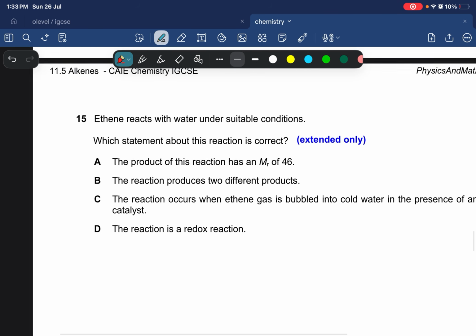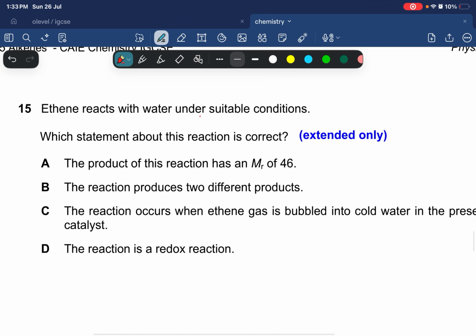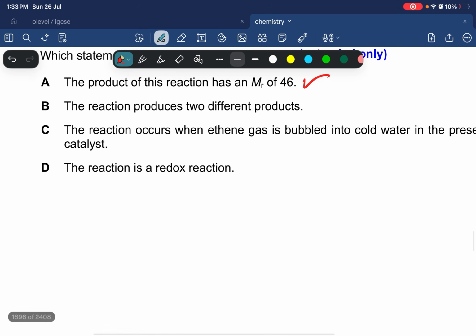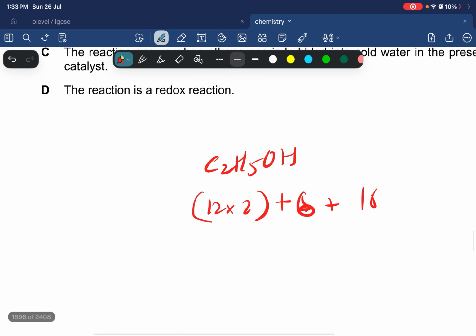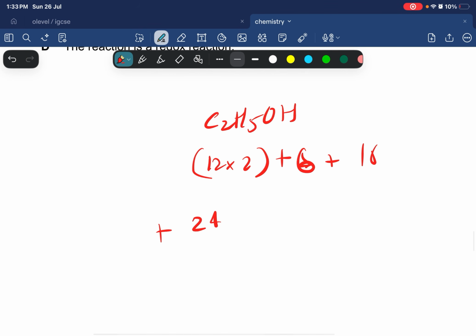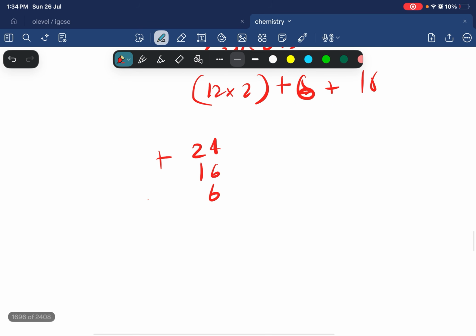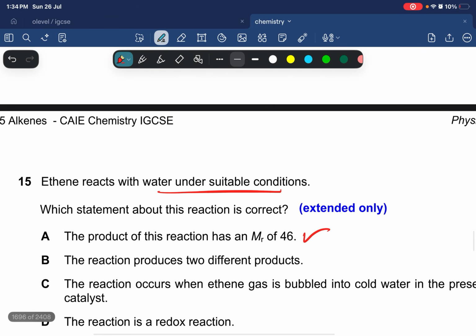Simple by elimination. Next: ethene reacts with water under suitable conditions. We just learned about this steam reaction of ethene and water to make ethanol. Which statement about the reaction is correct? The product of this reaction has an Mr of 46. We're going to calculate it for ethanol, which is C2H5OH. So 12 times 2 plus 6 plus 16. 24 plus 16 plus 6. That's 46. Yeah, that's correct.